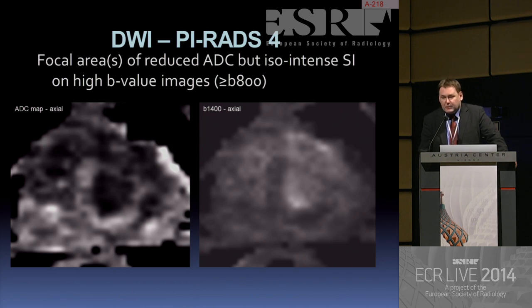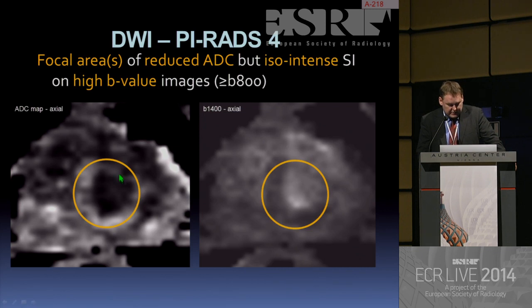PI-RADS 4, it's very important. It is focal areas of reduced ADC, but iso-intense signal intensity with high B-value images. It means by the PI-RADS classification, in the DWI images, you are comparing all the time the ADC and the original DWI. For example, this lesion is dark on ADC, but is almost iso-intense in original DWI.